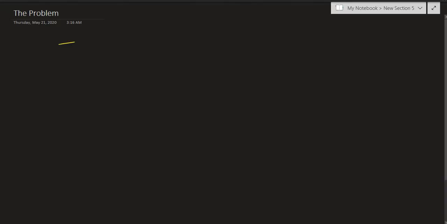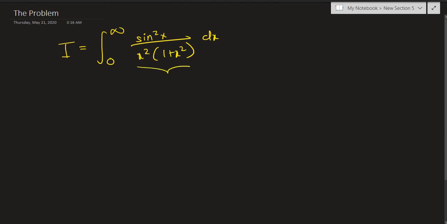So we have the integral I defined as the integral from 0 to infinity of sine squared x divided by x squared times 1 plus x squared dx. Now the numerator, although it's a sine squared term, shouldn't be much of a concern in the initial part, because look at the denominator. It's actually a product of x squared and 1 plus x squared, right? So it seems it calls for partial fraction decomposition.